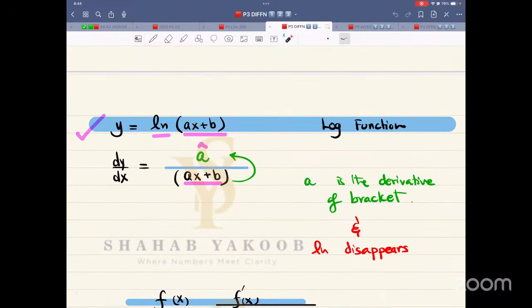Ln, the log function, natural log. Y equals ln(ax plus b). Whatever is inside the bracket goes down in the denominator, and the derivative of the bracket goes up. Now, all these things are used in integration also. Ln disappears in differentiation, and ln appears when we are doing integration.